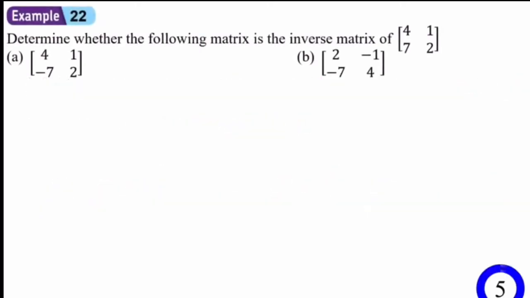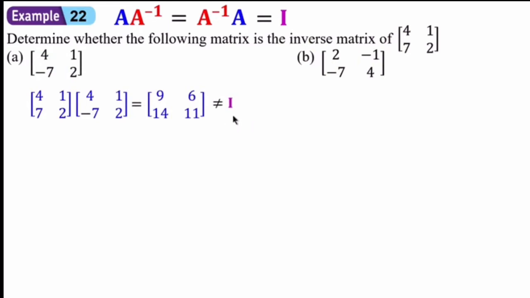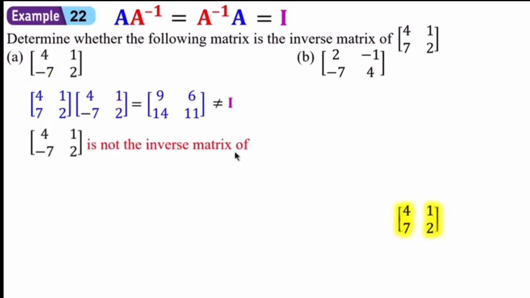So determine whether the following matrix is the inverse matrix of [4, 1; 7, 2]. How to determine whether [4, 1; -7, 2] is the inverse of [4, 1; 7, 2]? We need to take the matrix [4, 1; 7, 2] and multiply by matrix [4, 1; -7, 2], and the product is [9, 6; 14, 11], and it is not the identity matrix. So we will say that [4, 1; -7, 2] is not the inverse matrix of [4, 1; 7, 2].